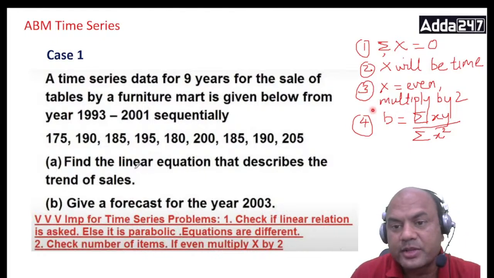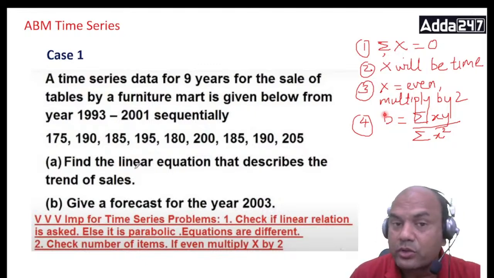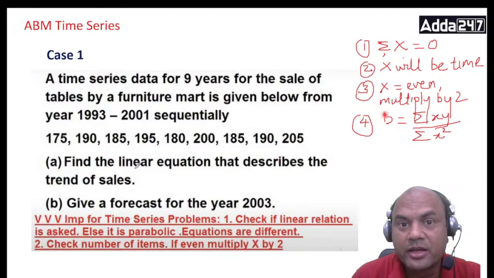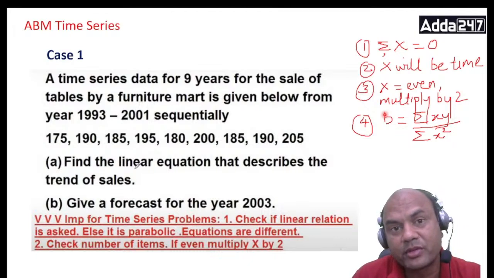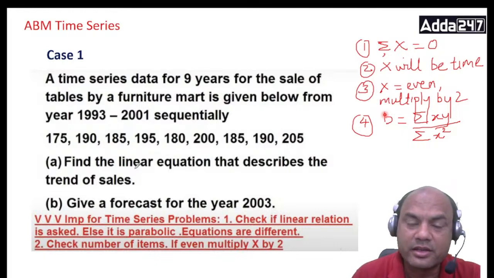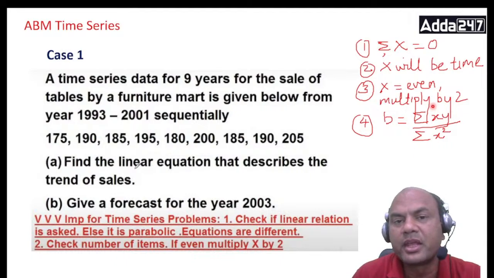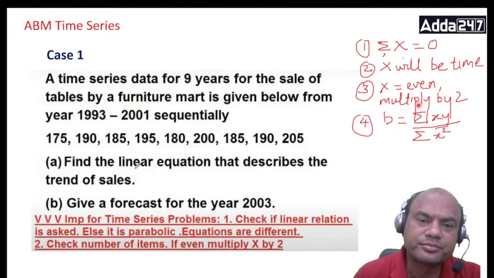See here, this B we had seen in our correlation problem also. In correlation we had studied that formula: covariance of xy upon variance of x. Right? But here this is very simple: summation xy upon summation x square. It is actually derived from that formula only. Because summation x is 0 over here, B becomes very simple.